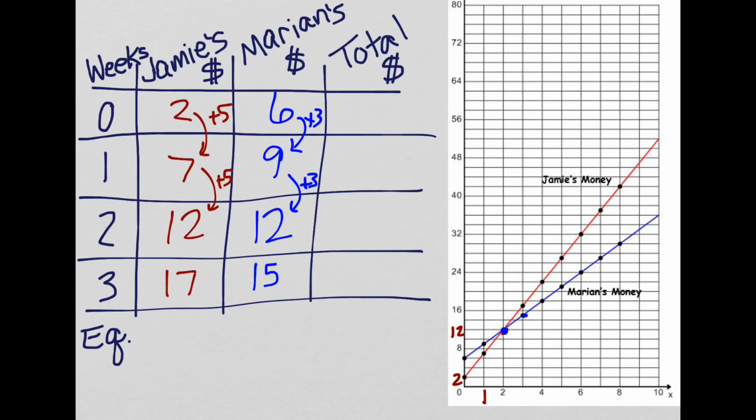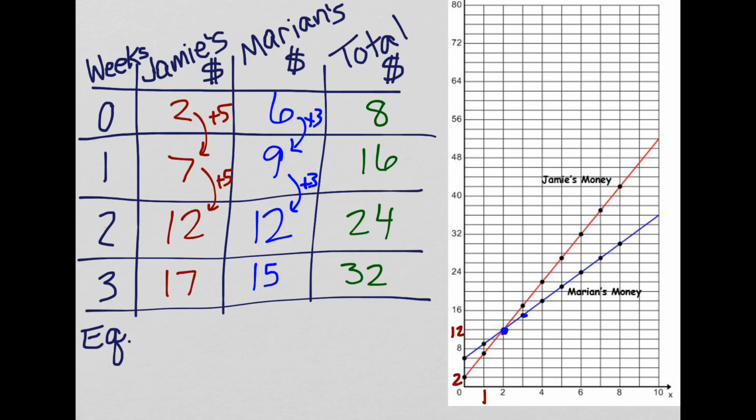So you can go ahead and complete the rest of the table for Marion just by adding 3 as you go down the columns. Now we're going to add their money together, because remember, they're trying to save up for something fabulous. So 2 plus 6 is 8. I'm just adding. While Jamie had $7, Marion had $9. Okay, then they had $16 together. And Jamie had 12, Marion had 12, then they had 24 that week. 17 plus 15 is 32.